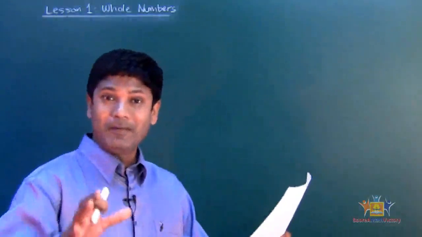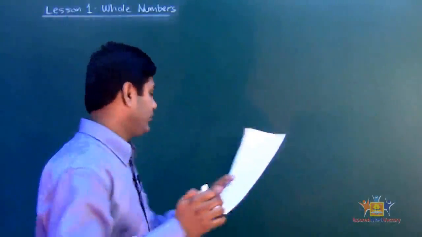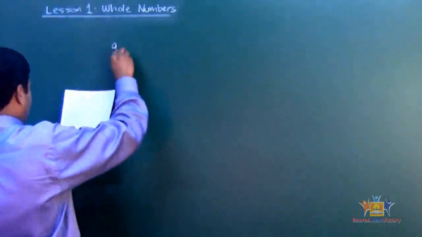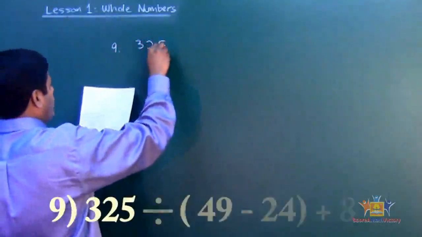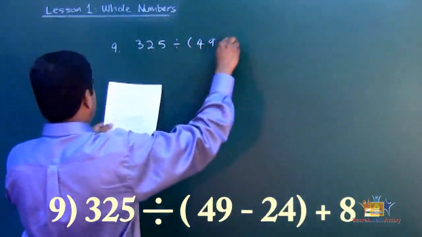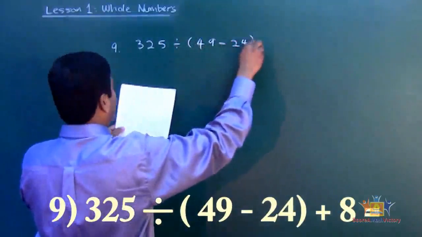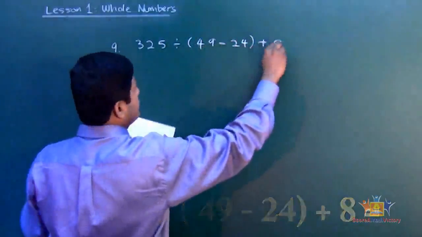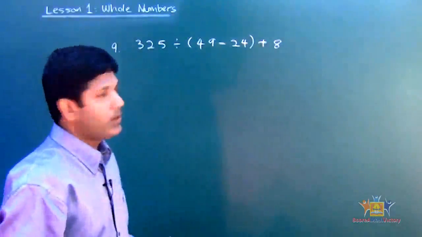Alright, problem number 9. Okay, so problem number 9, we've got 325 divided by 49 minus 24 inside the bracket, plus 8. Alright, so what method are we going to use?